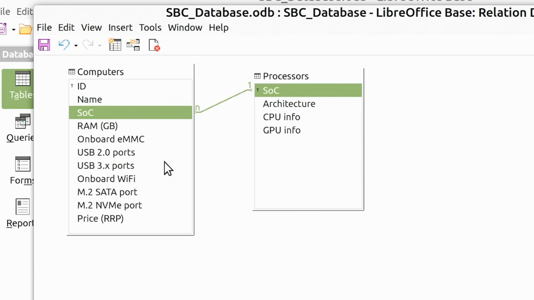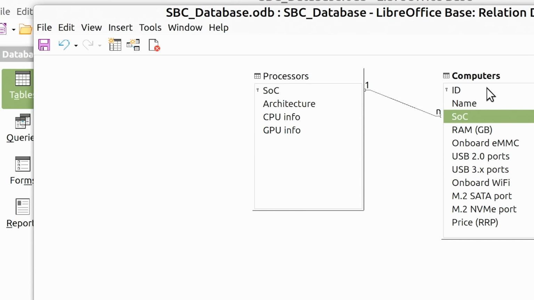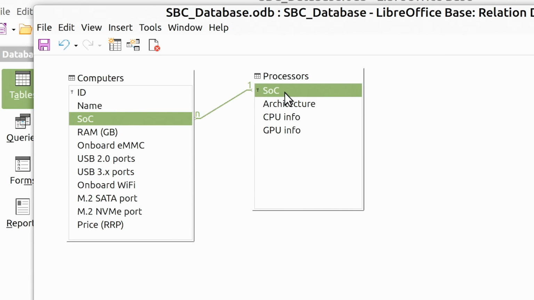And it's a many-to-one relationship between computers and processors, although it could just as easily be a one-to-many between processors and computers. But however you look at it, the idea is that a single processor can be used in more than one computer, and the database now knows about that.